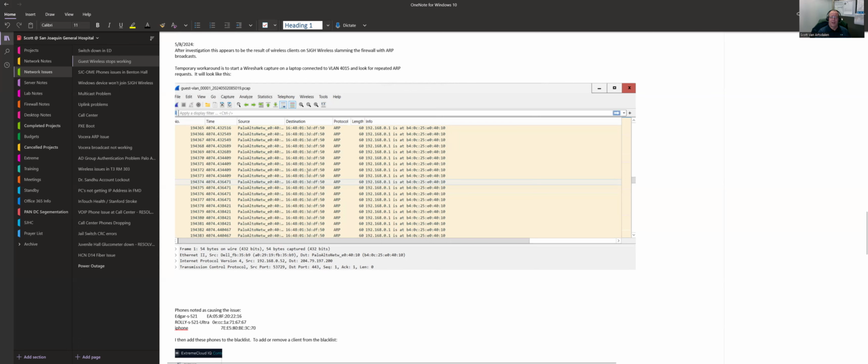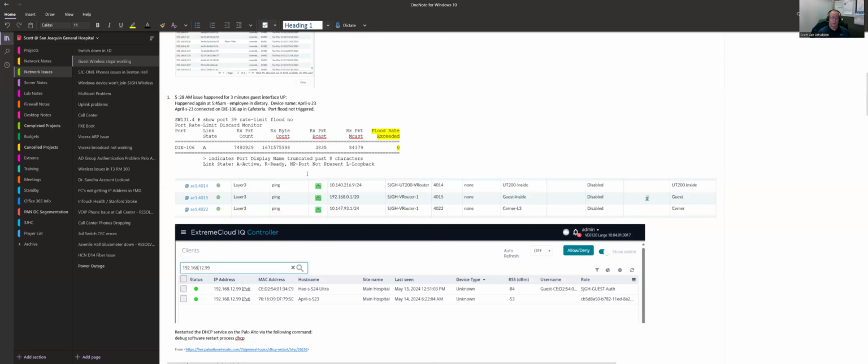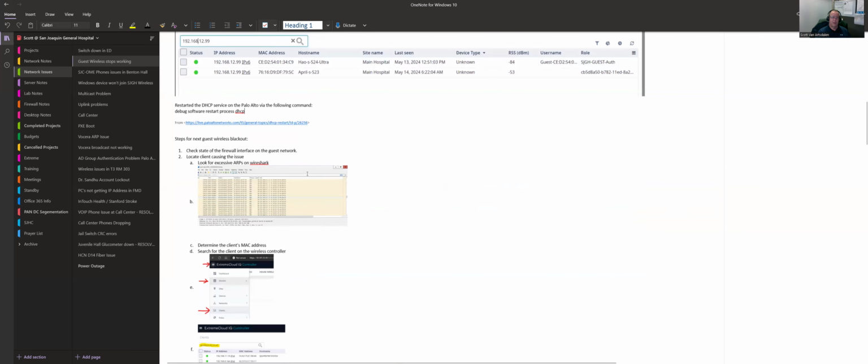What? And given the fact that the DHCP on the firewall was showing two different machines at the same address, I started to think, maybe something's wrong with the firewall.